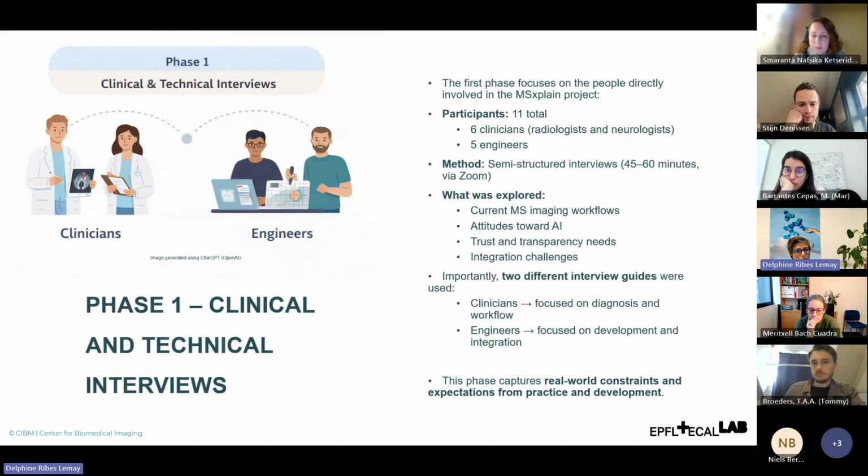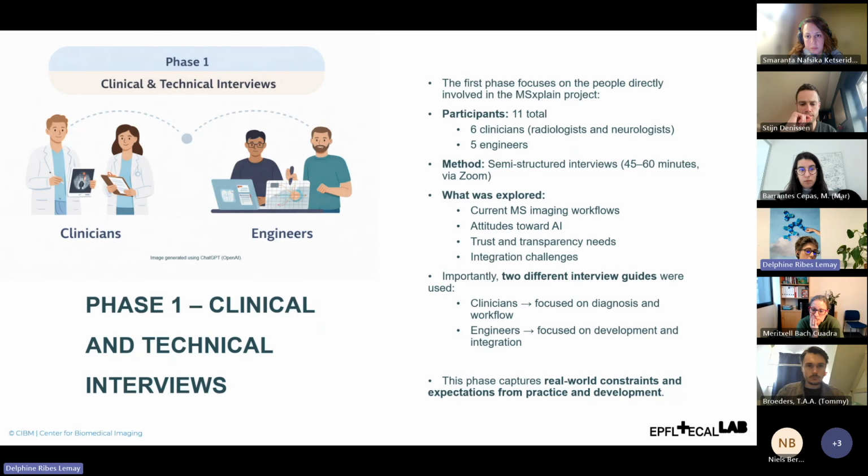As I said, the first phase focused on people directly involved in the MS Explain project. We had in total 11 participants, 6 clinicians and 5 engineers, and we used semi-structured interviews. Semi-structured interviews are very interesting because you draft a script, you want to get some knowledge from the person you are going to interview, but you leave it open, because some people will like to go in one direction, so you can go in that direction, but you have a script to follow because you need to ask the same questions to everyone.